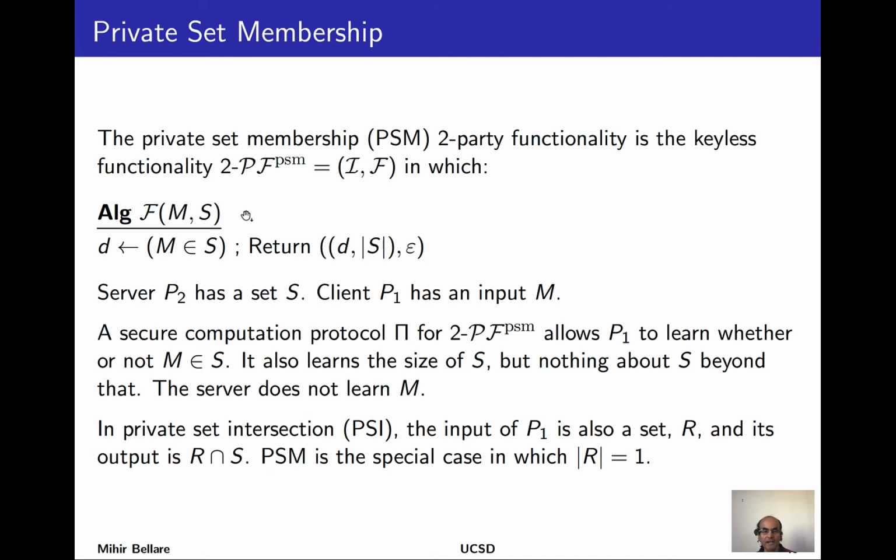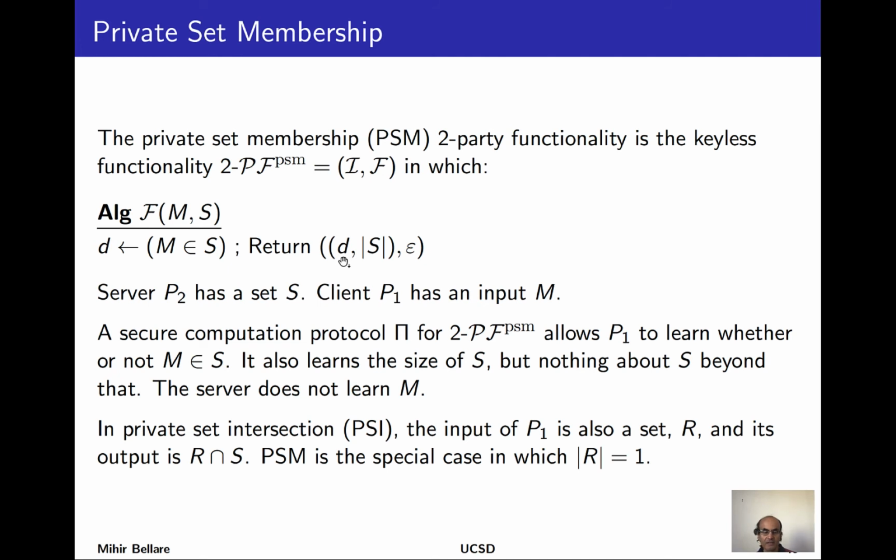So it's a two-party keyless functionality. The first party's input is a message. The second party's input is a set. And what we want to determine is, does this message or input belong to this set or not? So D here is the Boolean, true if the message is in the set and false otherwise. And party 1 gets that back as a result.